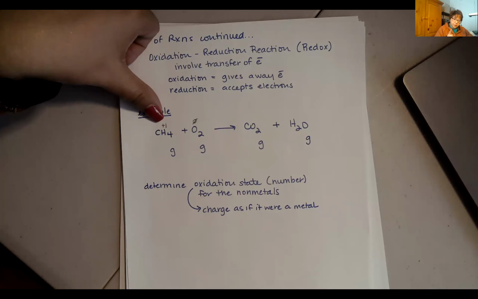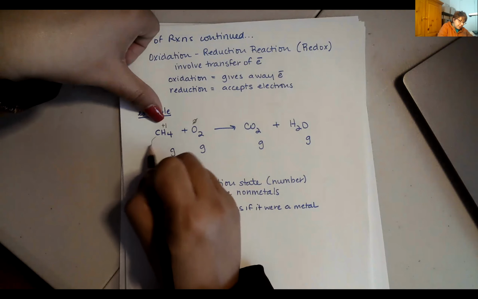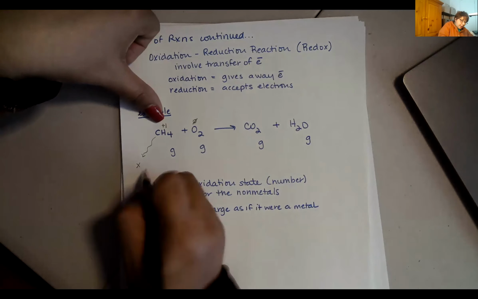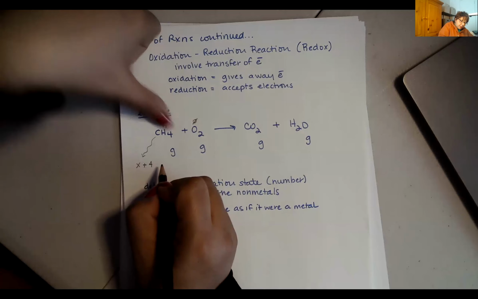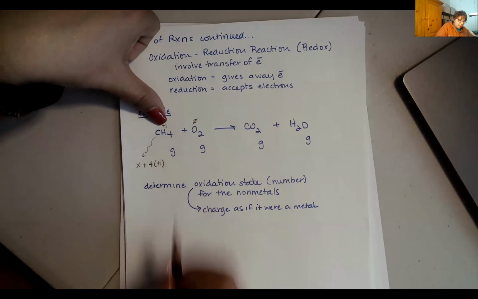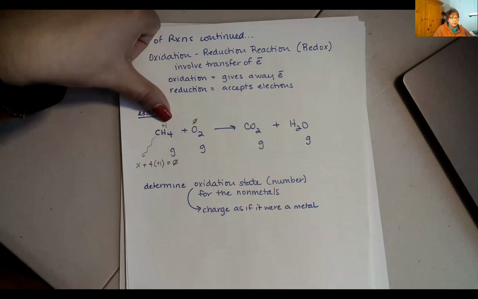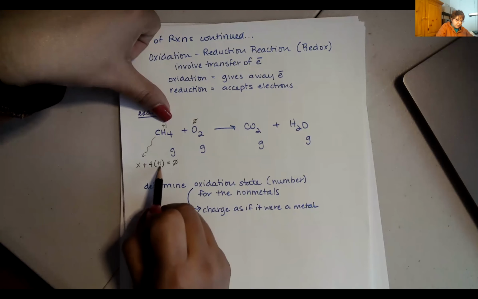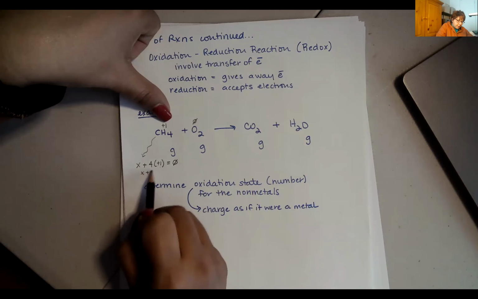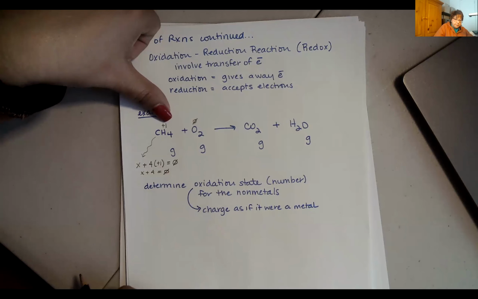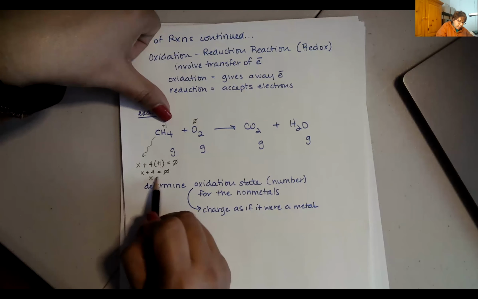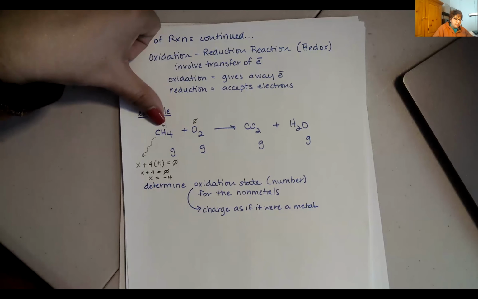And you've seen me do this before when we were trying to figure out the charges on metal ions. But I'm going to determine what it is. I'm just going to call it some number X. Then I'm going to add that to 4 hydrogens who have an oxidation state of +1 each. And the overall oxidation state of the whole molecule is 0. So 4 times +1 is 4. The oxidation state of carbon in this compound is -4.